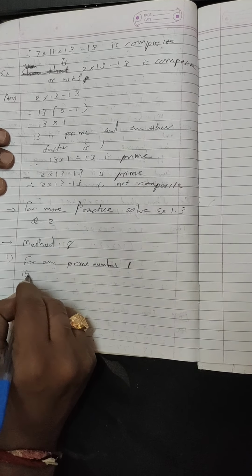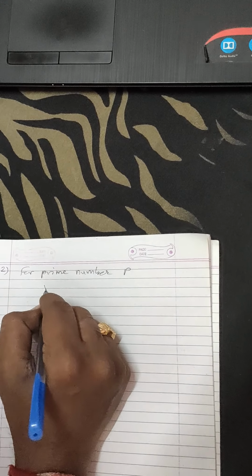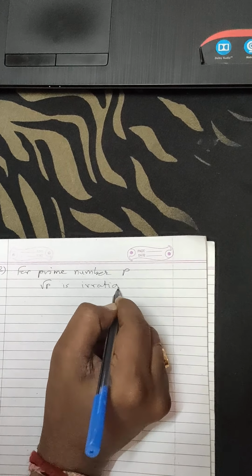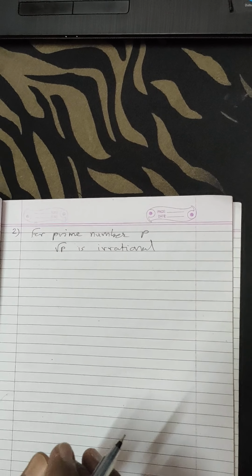We have to use this theorem in the next theorem, to prove the next theorem. Theorem 2: for any prime number p, root p is irrational. Any root of any prime number, square root, cube root, fourth root, any root of any prime number is always an irrational number.